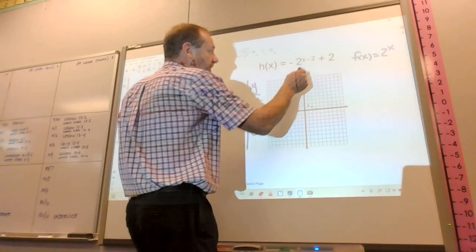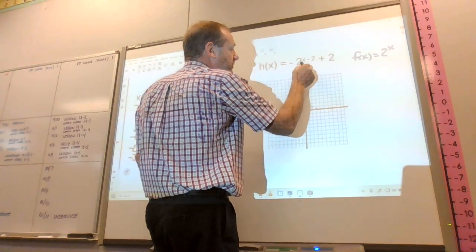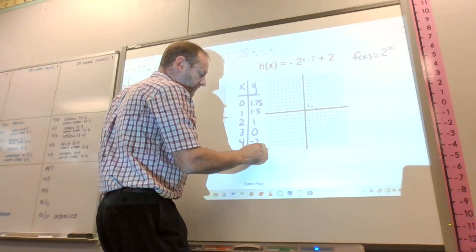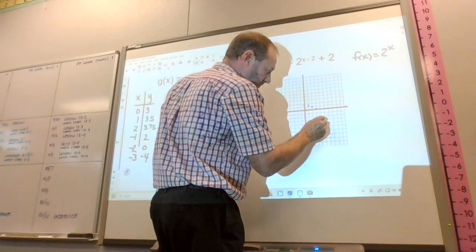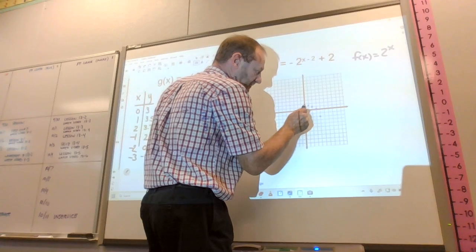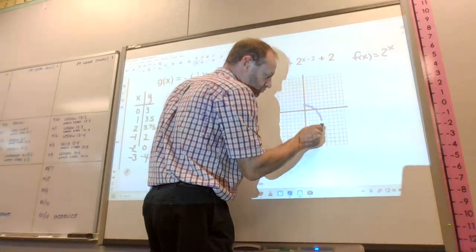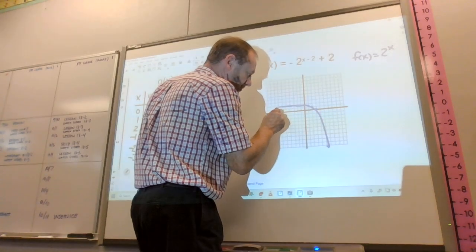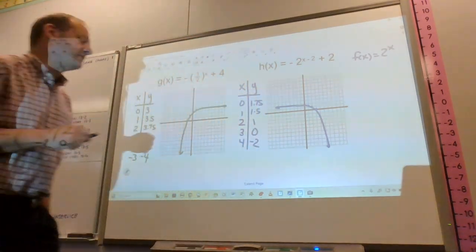Four would give me 2 to the second power, which is 4, but negative 4, that's going to be negative 2. And you can see this thing's going to drop off a cliff here, like that. It's going to approach 2 right there, but it's never quite going to get there.